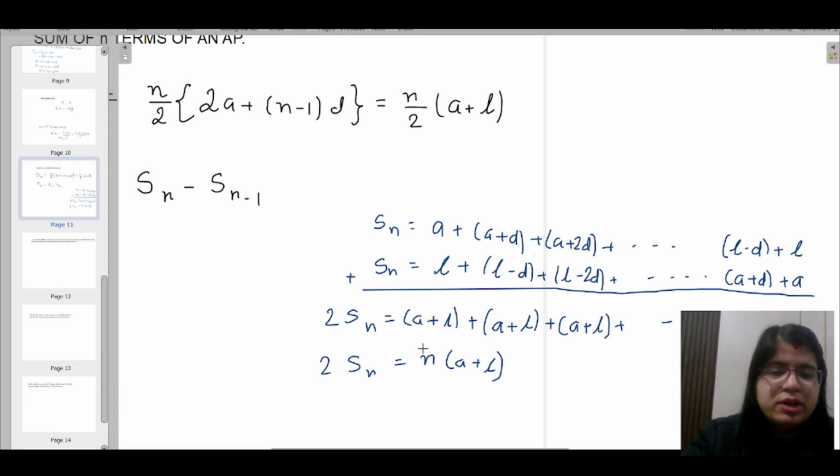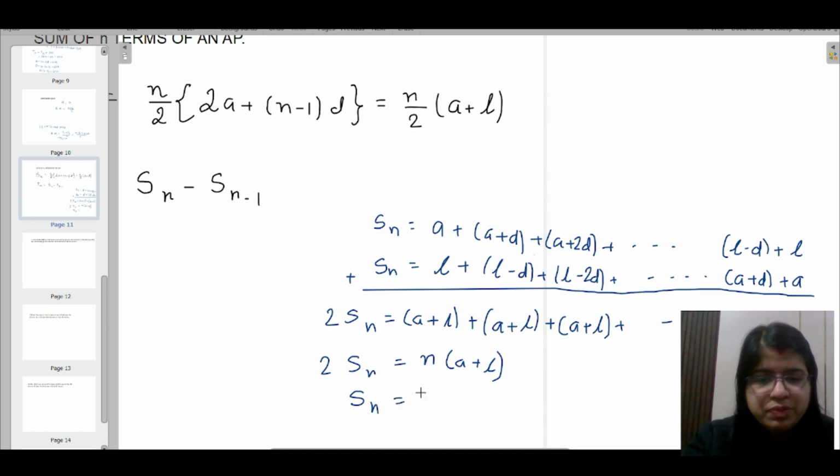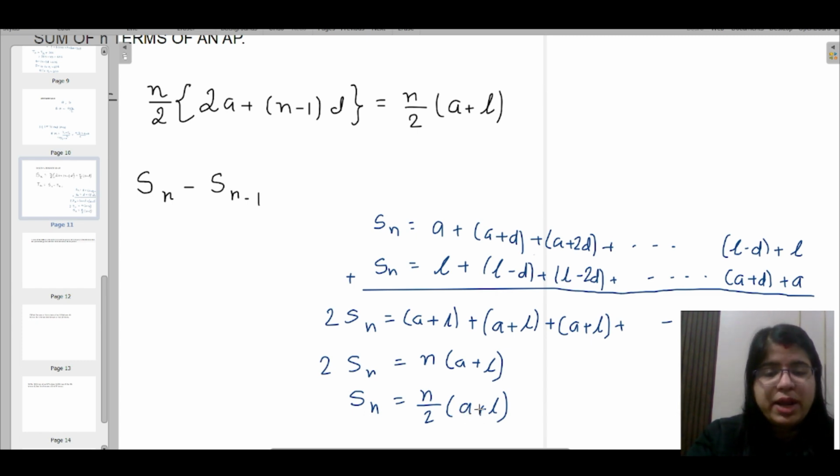If I have to find 2 plus 2 plus 2, 10 times, then what will you write? 2 into 10. So we have 2Sn is equal to n into A plus L. So Sn is equal to n by 2 into A plus L. So this is one of the important formulas: if you know the first term, the last term and the number of terms, then you can calculate the sum as n by 2 into A plus L.